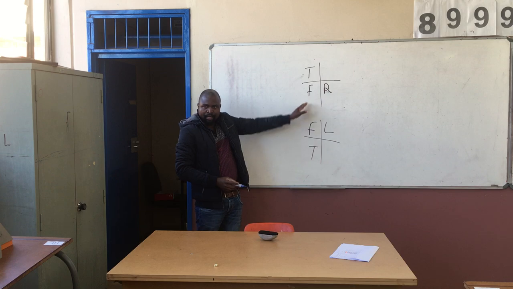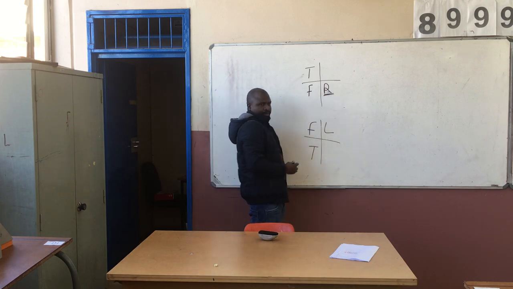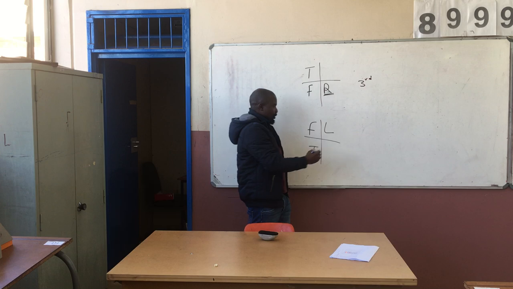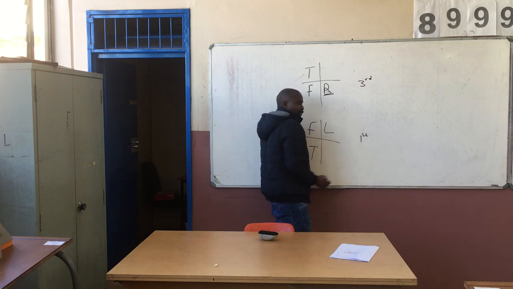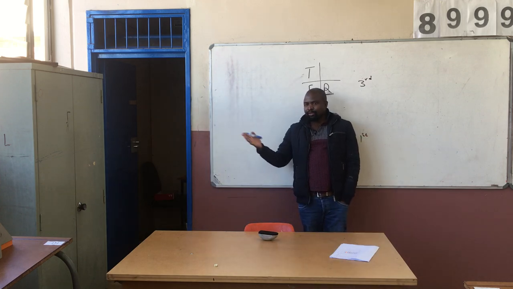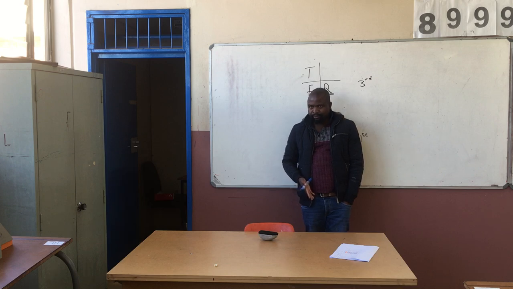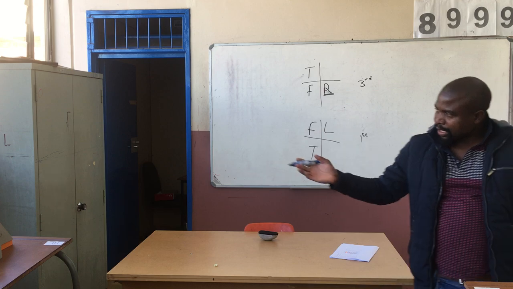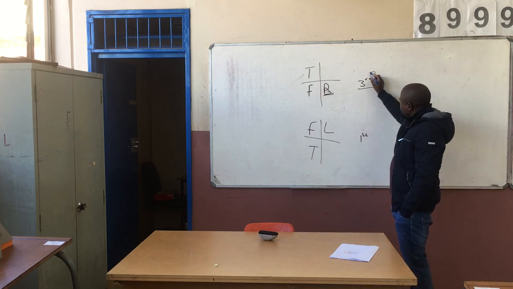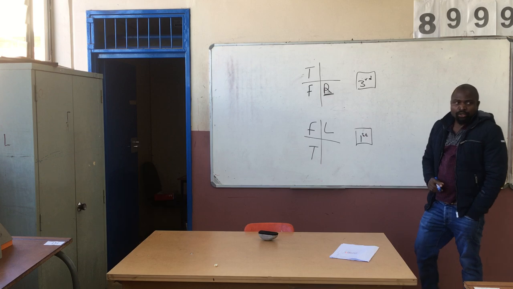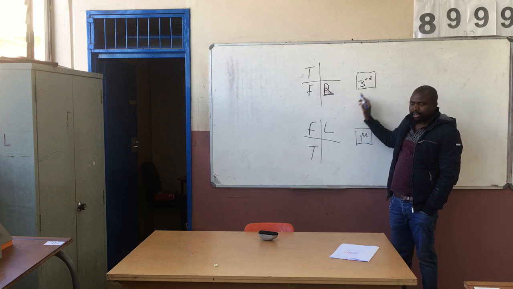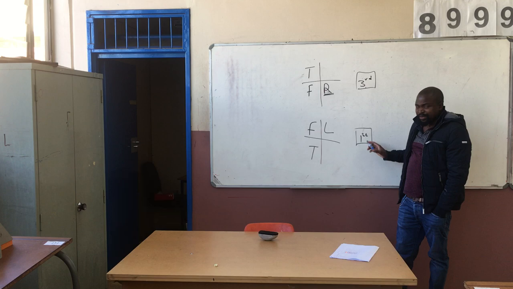So this position, because it has the right view, will be third angle, and this one will be first angle. When I'm standing here, I'm able to see the right, so this position will be third. And when I'm standing here, I'm able to see the left, so this position will be first. We only have third and first. So what you need to know is how to arrange your views under third angle, and how to arrange the views under first angle.